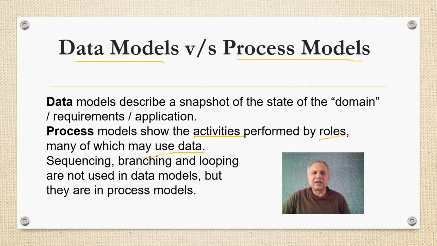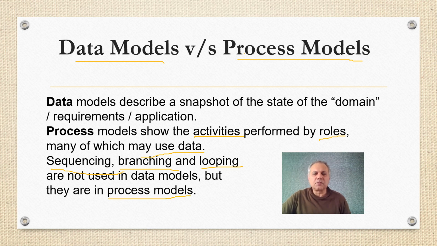When we want to sketch the activities or draw the activities or document the activities that people do, then you have concepts like sequencing where you list the activities and show the sequence. You have concepts like branching where you show conditional branching when you come to a point in your process. You have things like looping where you do the same thing again and again till a certain condition is met. So all of these concepts, it's important to understand, are used in process models. They're not used in data models.